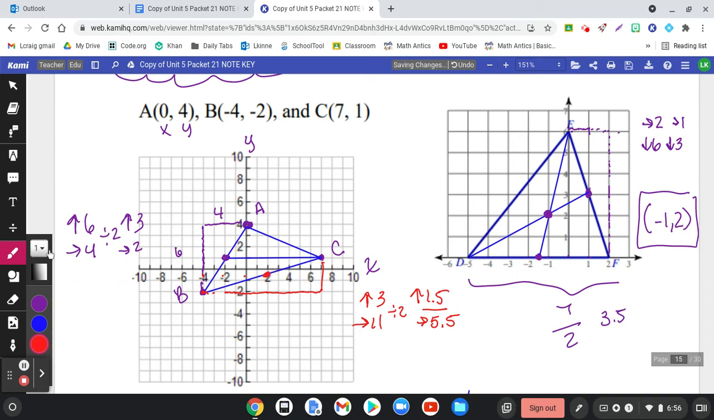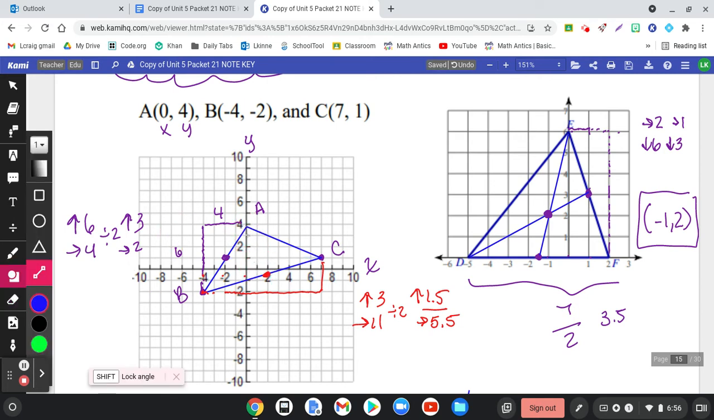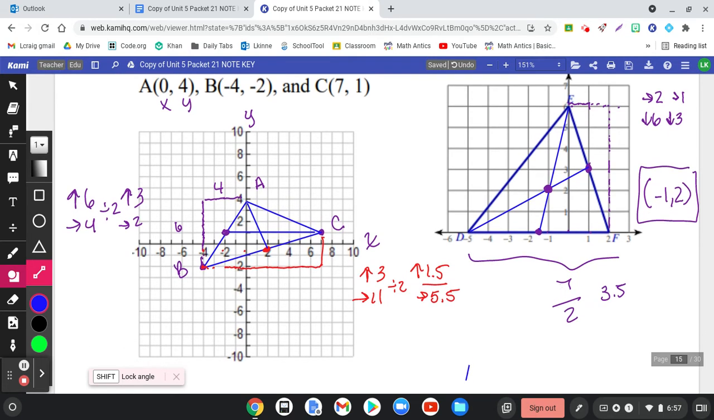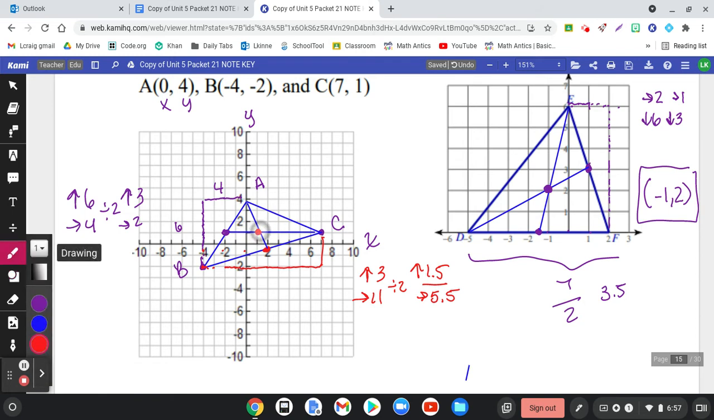All right. So now when we go to connect the lines, we're going to connect your midpoint to the opposite vertex. Draw this line again. It's a little bit off, but that's okay. So it looks like your centroid is right here at 1, 1.